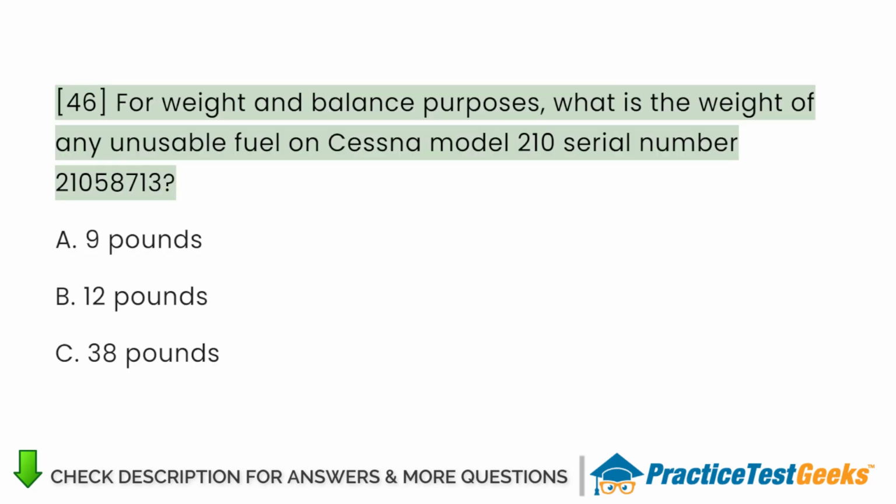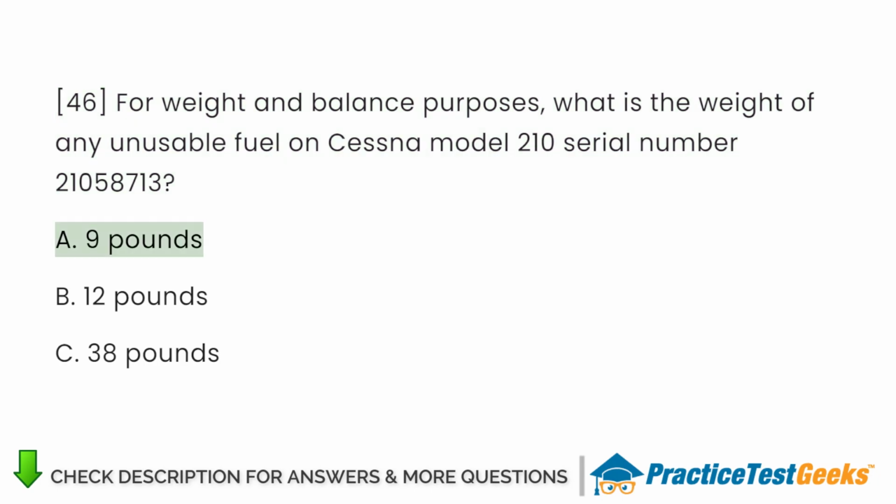For weight and balance purposes, what is the weight of any unusable fuel on Cessna Model 210 serial number 21058713? A. 9 pounds. B. 12 pounds. C. 38 pounds.